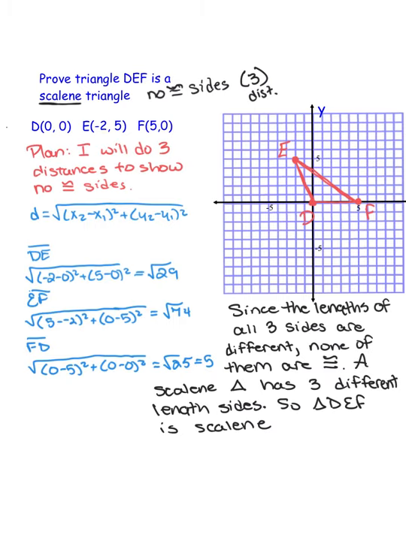Okay, if we look at the work, again, my plan is I'm going to do three distances to show no congruent sides. I did the distance formula for sides DE, EF, and FD. Notice all three answers are different. So in my conclusion, I'm going to write, since the lengths of all three sides are different, none of them are congruent. A scalene triangle has three different length sides, so triangle DEF is scalene.